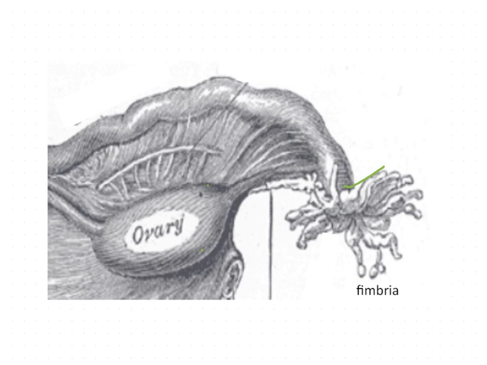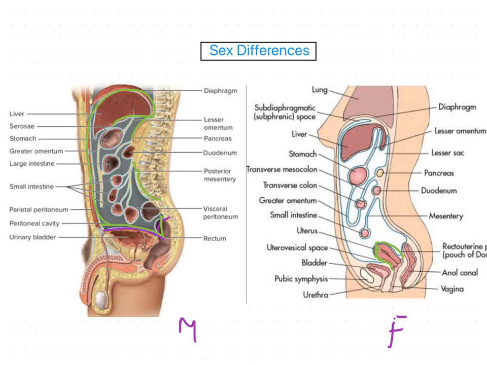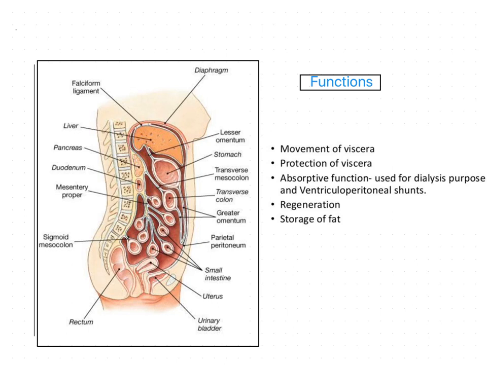These are the differences we can see between the male and female peritoneum. Now coming to the functions of the peritoneum. The peritoneum mainly helps in the movements of the viscera. That means it provides a slippery surface for free movements of the abdominal viscera. So during peristaltic movements, the viscera can move freely one over the other.